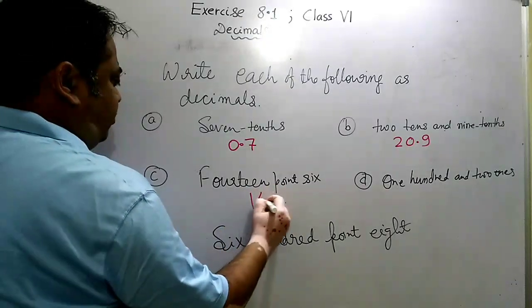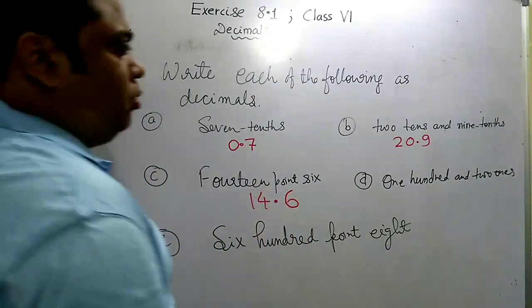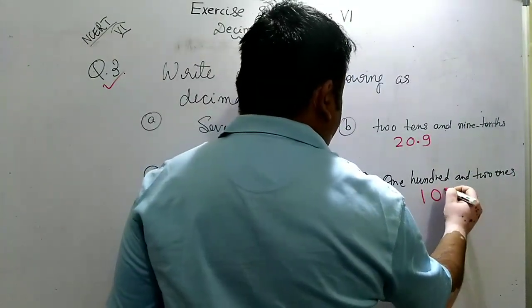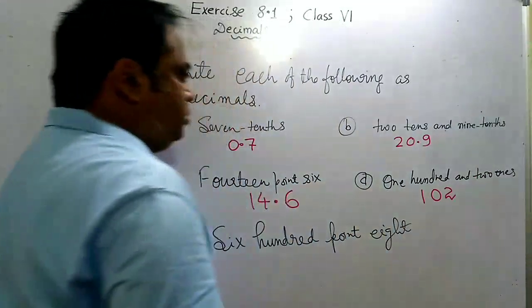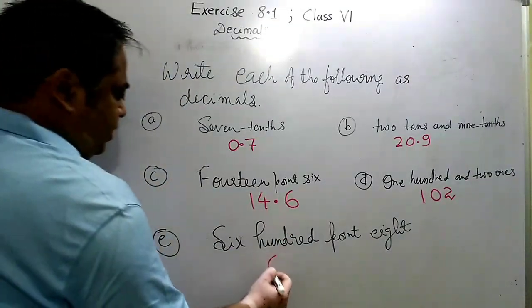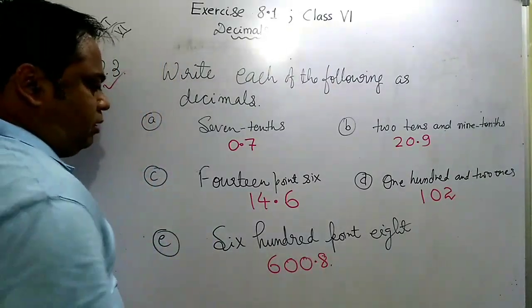14.6. Very easy. 14.6. 100 and 2 ones. So 100 and in the ones place 2. 600.8. So simple.